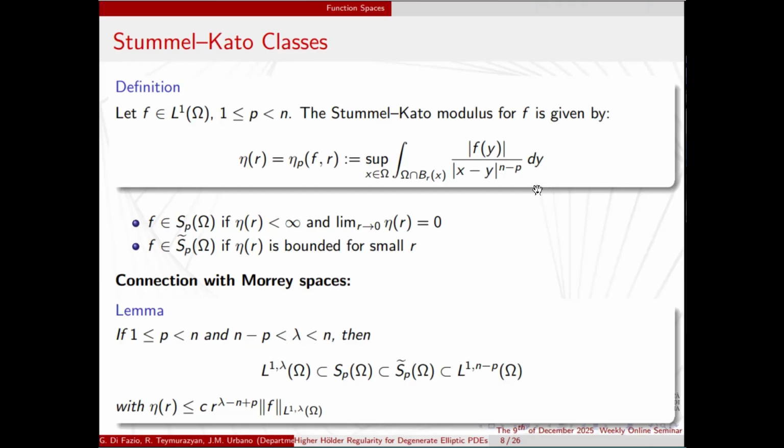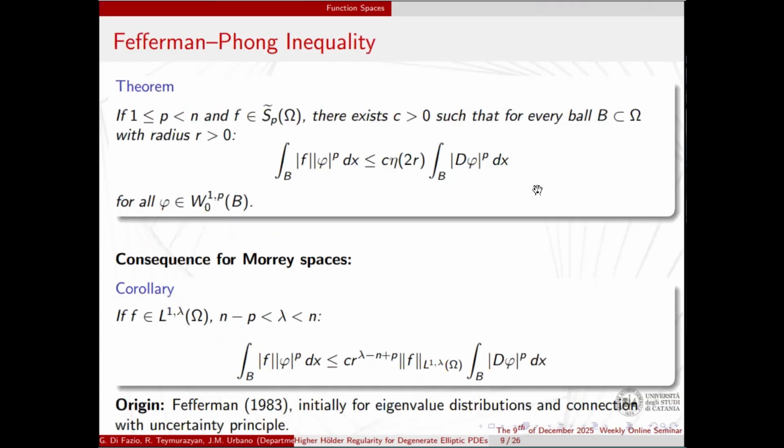So essentially, morally speaking, the difference between belonging to the Stummel-Kato class and the Morrey space is in the modulus of continuity eta. If you just know that the function is in the Stummel-Kato class, then you only know that your eta is infinitesimal, but you don't know the speed of going to zero. If you know that the function is in the Morrey class, then an algebraic quantity appears. So this Stummel-Kato modulus measures the speed of going to zero. This is a very important quantitative point of view.